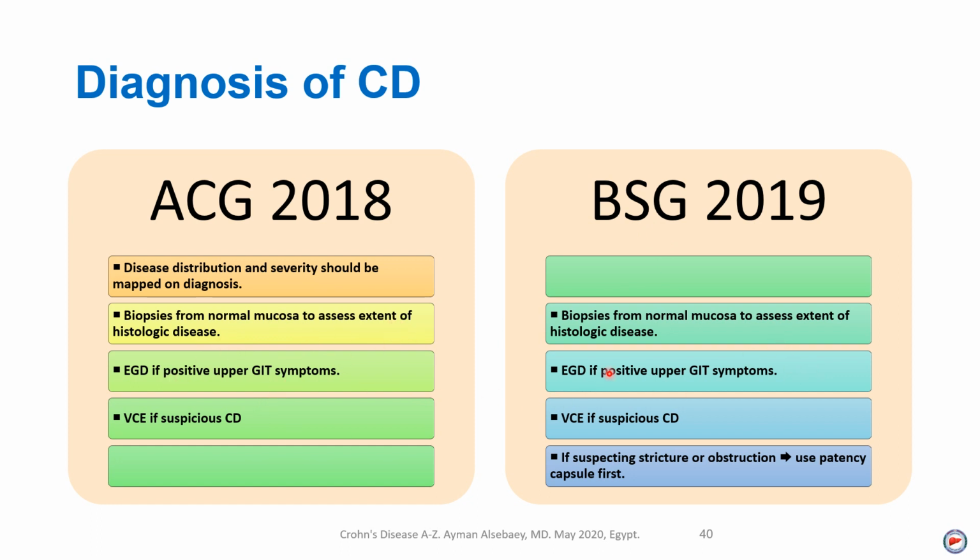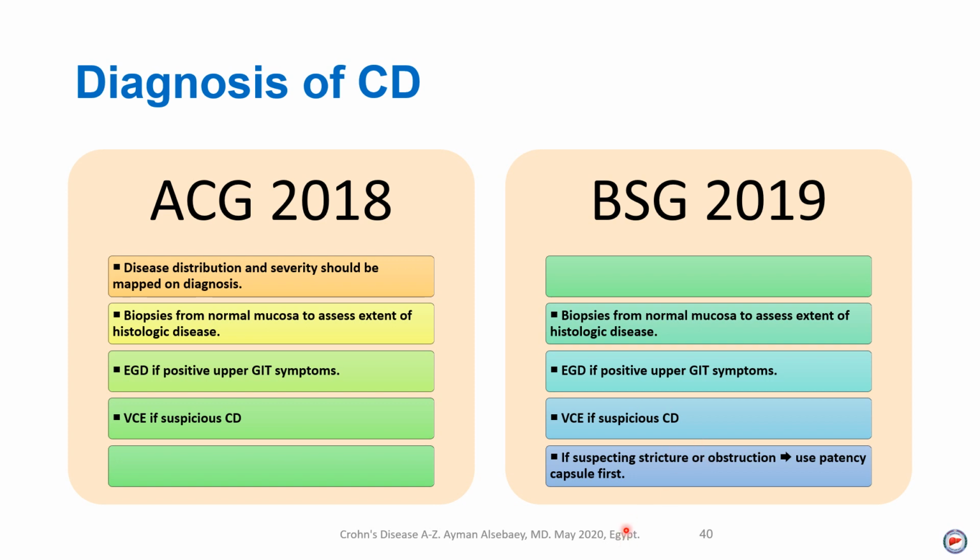Also, they said do EGD only if there are upper GIT symptoms because the percentage of upper GIT involvement in Crohn's disease is low. So this is a don't waste your time and your money. Use video capsule endoscopy if you have suspected Crohn's disease, but the BSG has added a nice point that if you are suspecting a stricture or obstruction, you should use a patency capsule first.